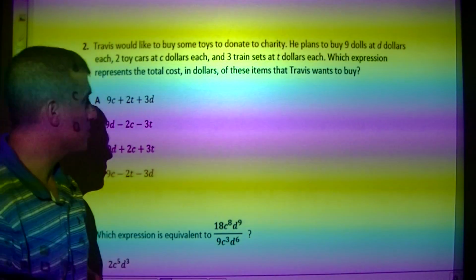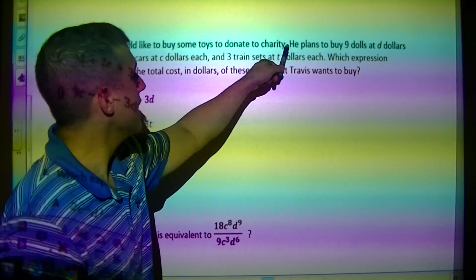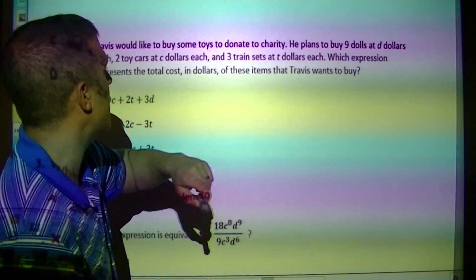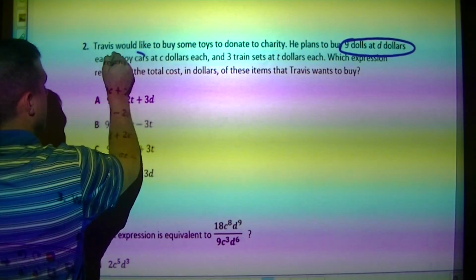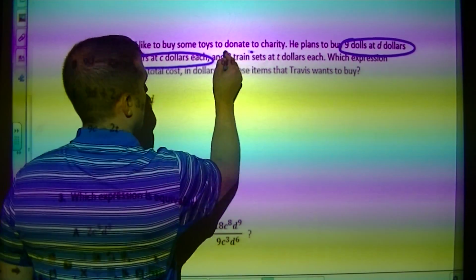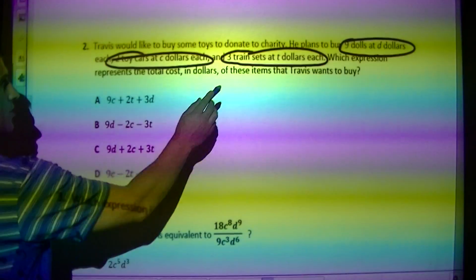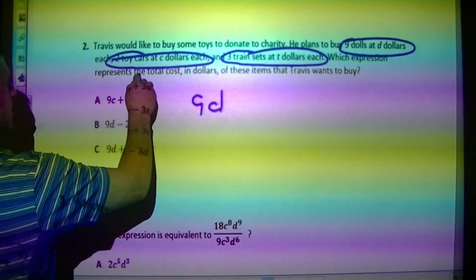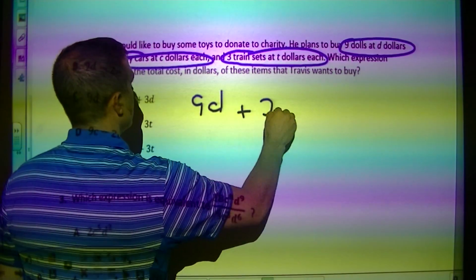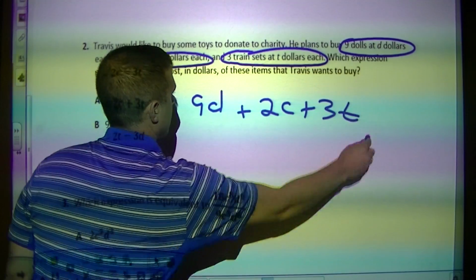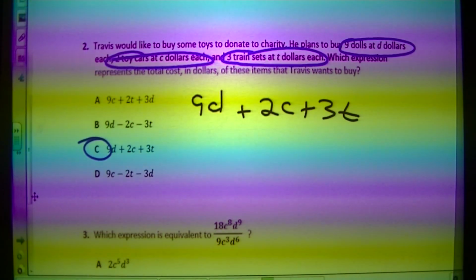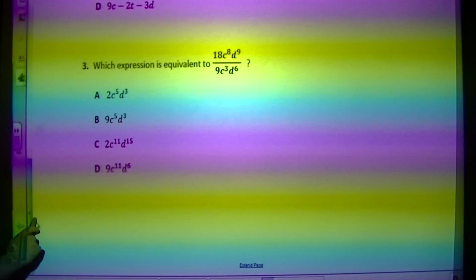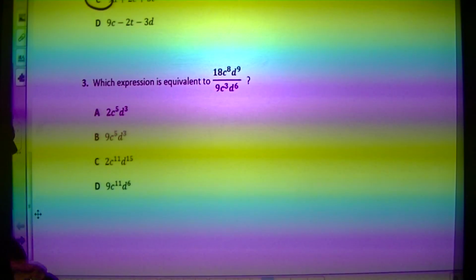Travis would like to buy some toys he donated to charity. He plans to buy 9 dolls at D dollars. Okay, so that's what you have to look at, this and this. Okay? So 9D, that's going to be 2C, then 3T, okay? And if you find that, that's going to be that one, okay? Pretty simple, all right?